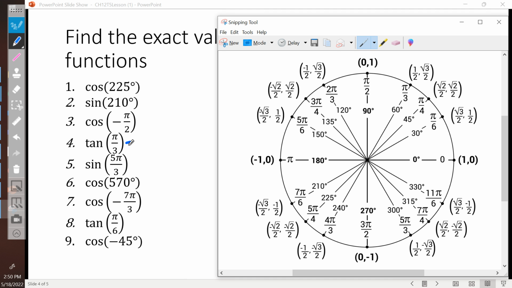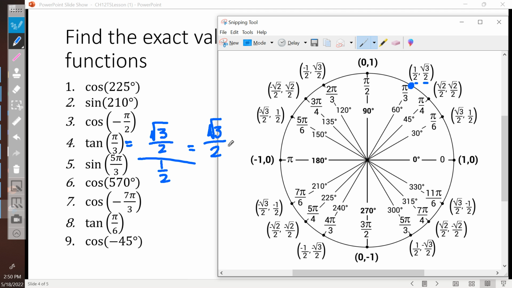Okay, tangent of pi over 3. So first we need to find pi over 3. Pi over 3 is right here. Now since we're doing tangent, we have to take the y value and divide by the x value. So the y value is square root 3 over 2. The x value is 1/2. So I have to divide these fractions, so I'm going to turn it into multiplication.